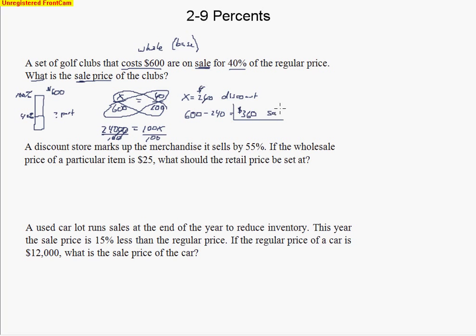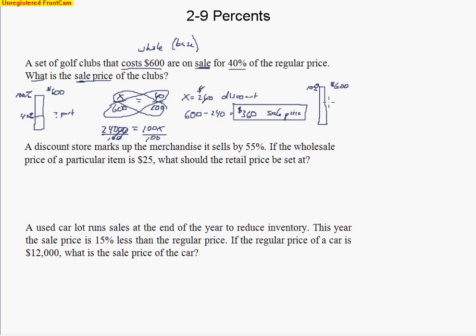Now there's another way to do this problem. Instead of finding out what the discount is, we could find the sale price right off the bat. Instead of subtracting dollar amounts, we could subtract percentages. So let's take that same model again. The 100% represents the total of the $600.